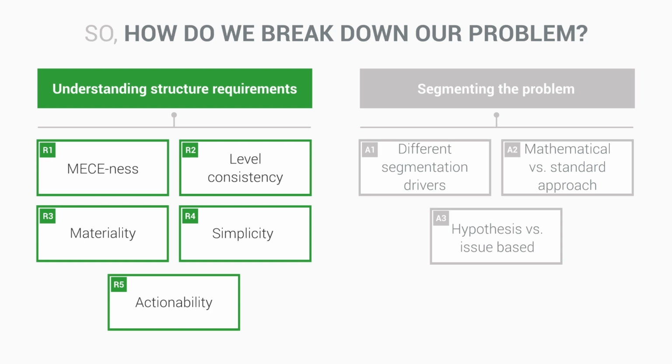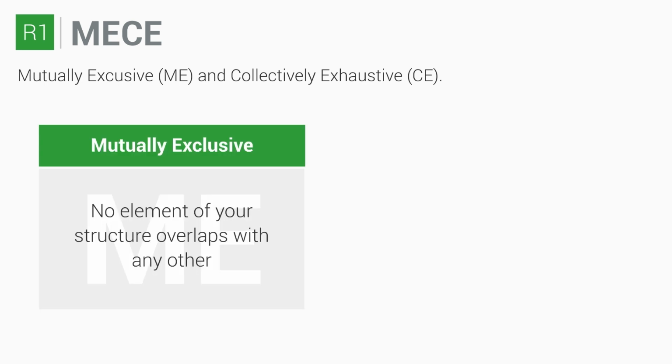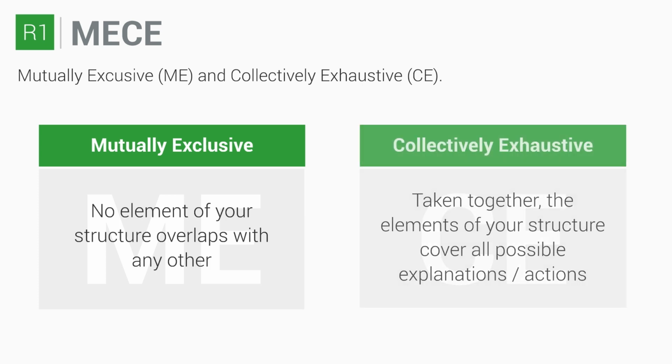The first requirement our structure must follow is that it should be MECE. On any day, in any given MBB office, a project manager will ask a young analyst, "Is this structure MECE?" So let's break this important concept down. MECE stands for mutually exclusive, or ME, and collectively exhaustive, or CE. Mutually exclusive implies that no element of your structure overlaps with any other. Collectively exhaustive means that when taken together, the elements of your structure cover all possible explanations or actions.